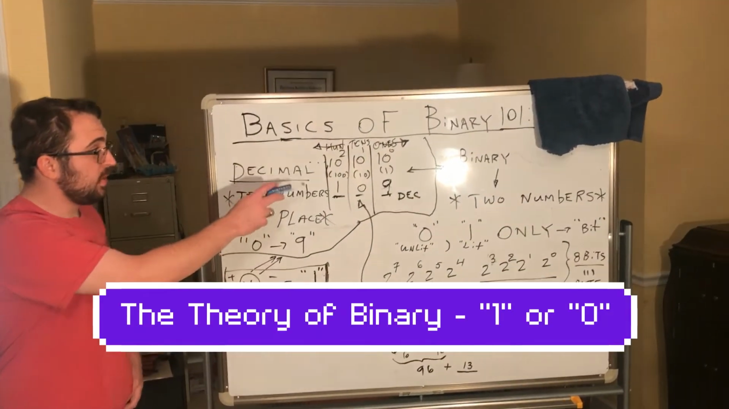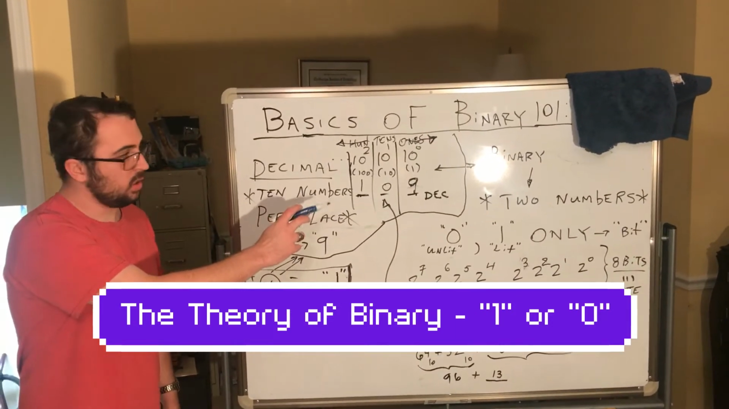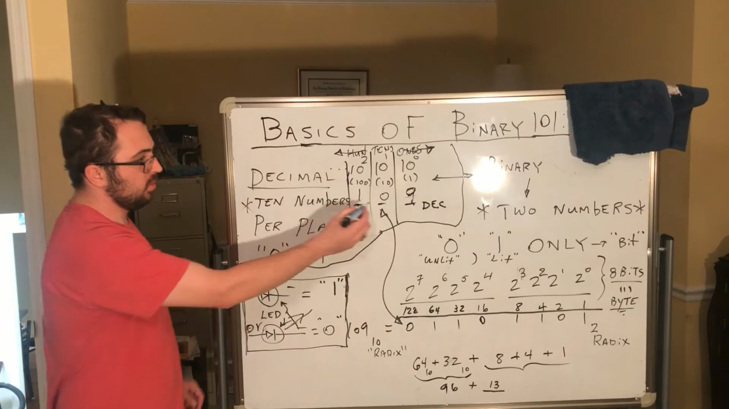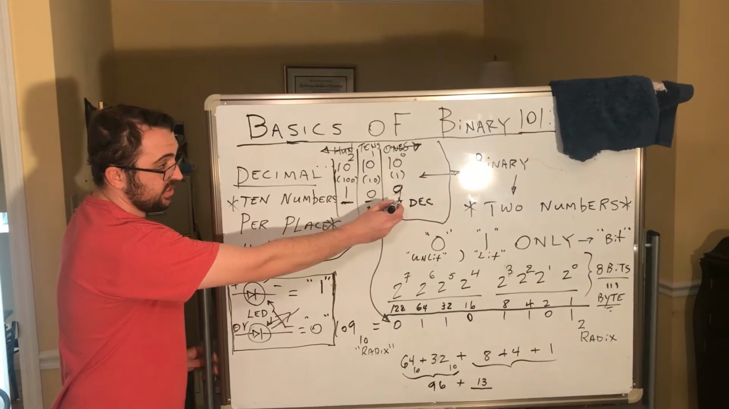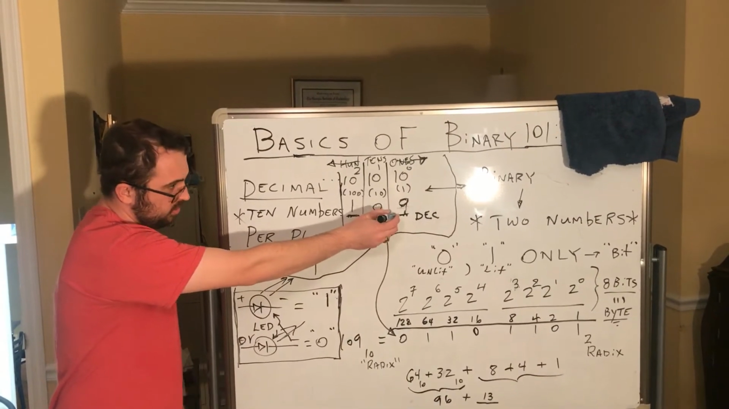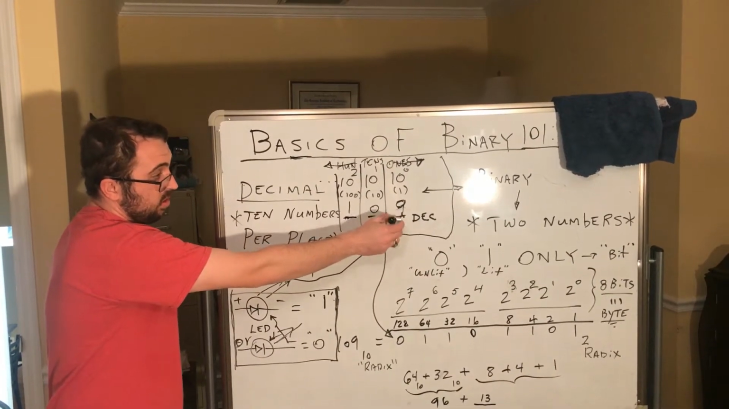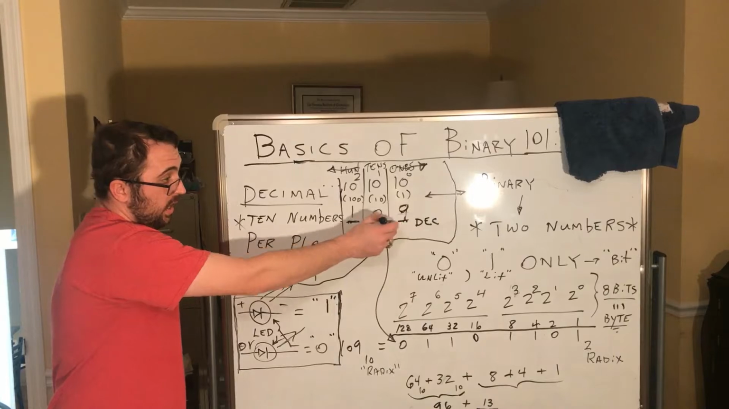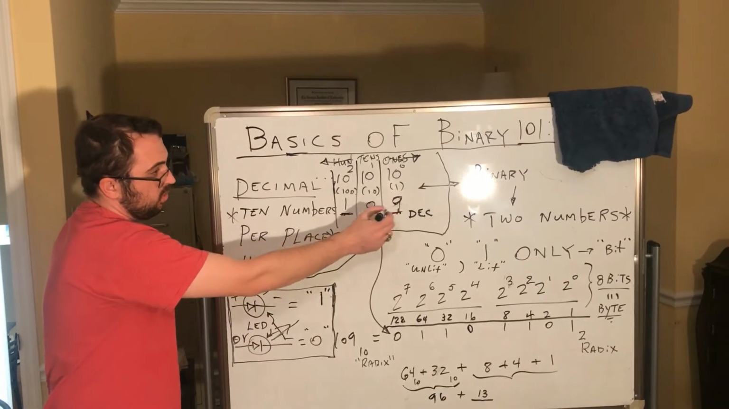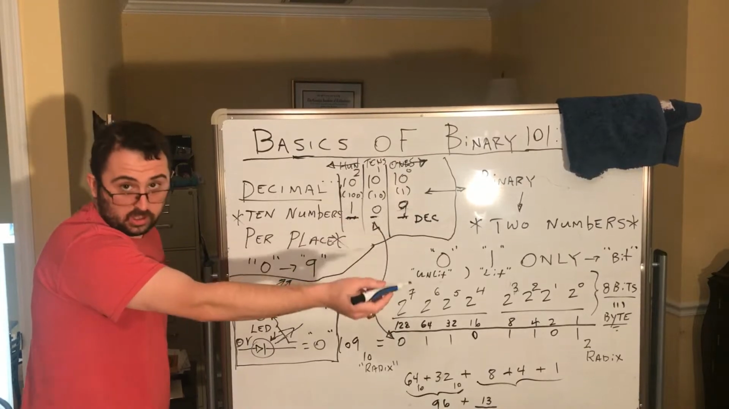On this board, I've spelled out the basics of the binary system with a comparison to decimal. In decimal, regular numbers, you can put in each place a 0 through a 9. And so, 109 in decimal. That's 9 ones, 0 tens, and 1 times 100.